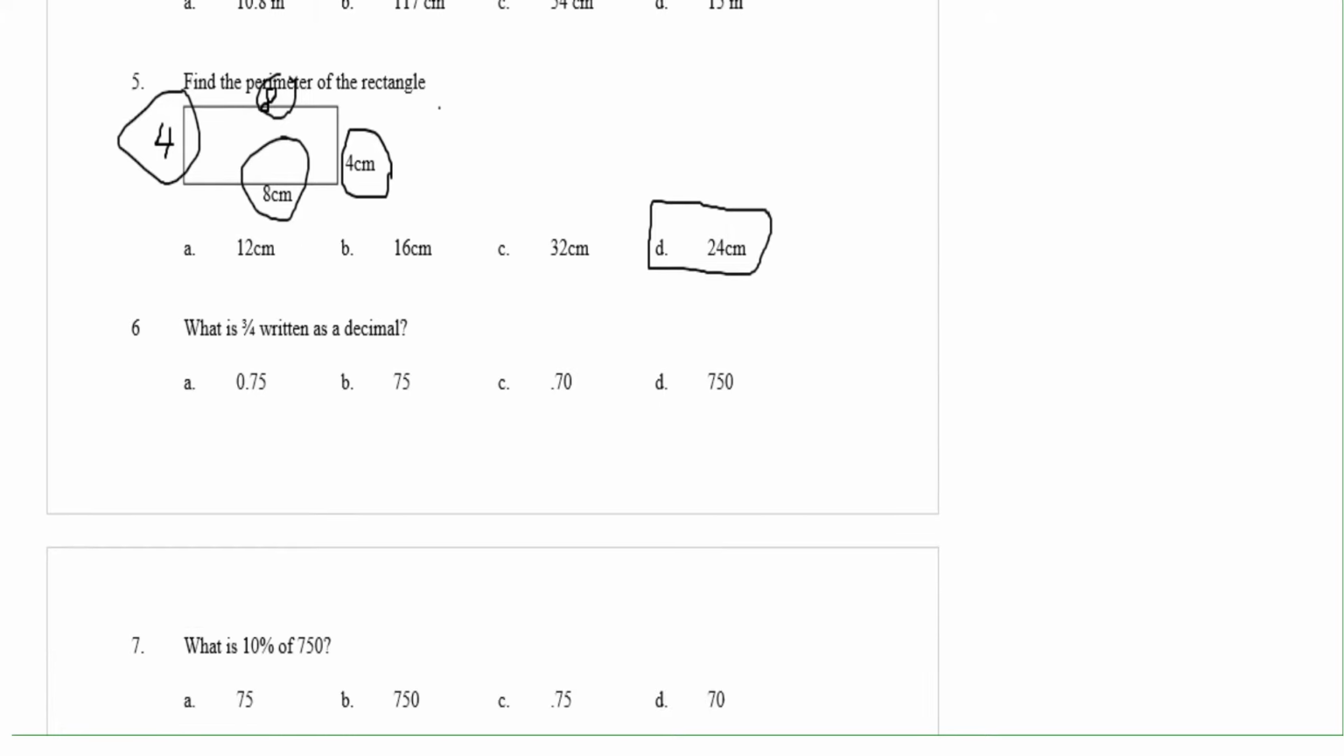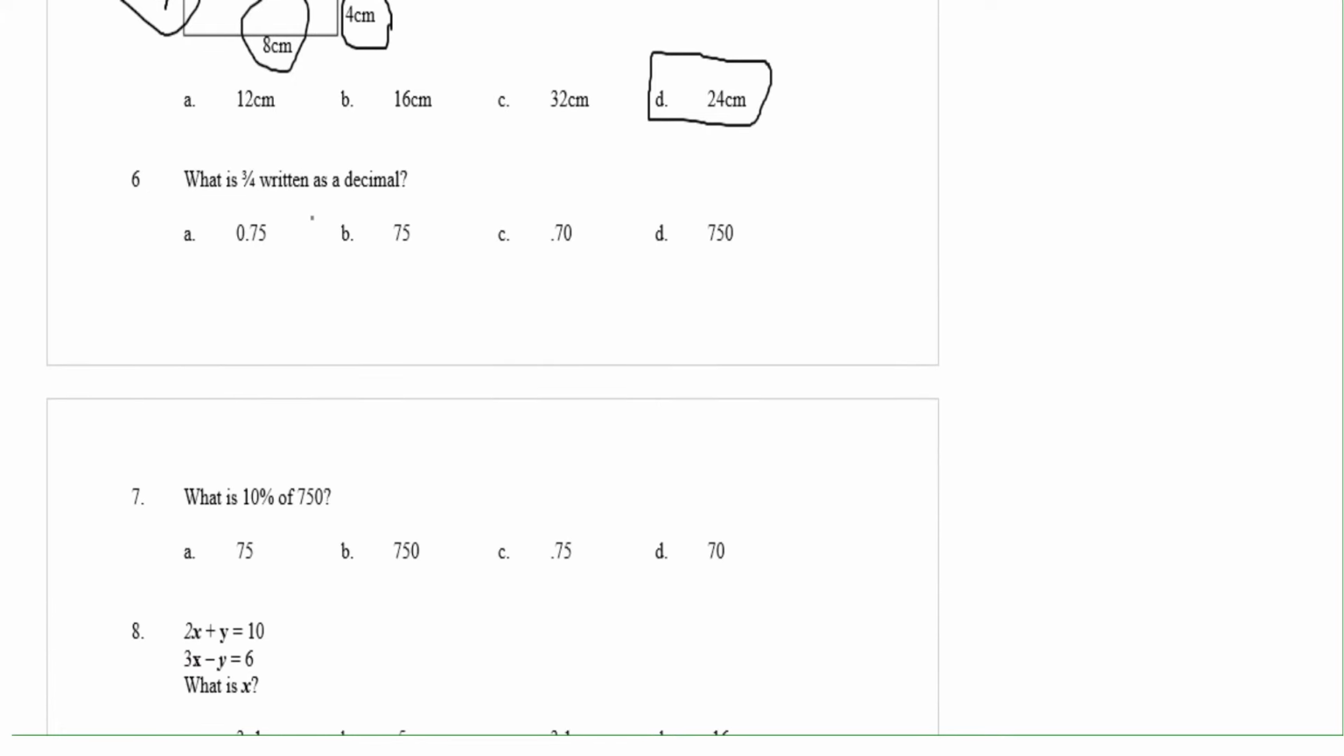Next question says, what is 3/4 as a decimal? So to find 3/4 as a decimal, you simply divide 3 by 4, and that gives you 0.75.